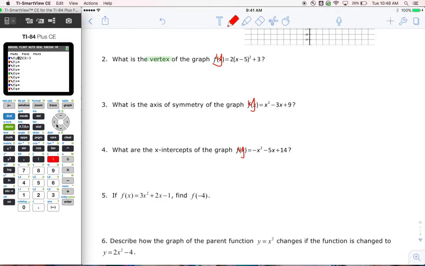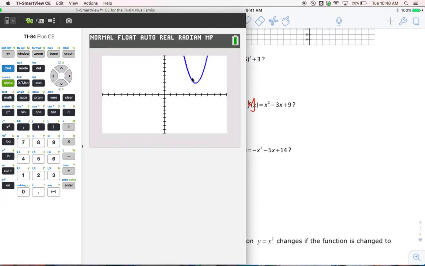Then we've got this little squared symbol on the end of the parentheses. Don't forget that. And then we got a +3. Take a look at my graph here. What is the vertex? Well, hopefully we know the vertex is this point right here. If you don't know that, you're in trouble. You need to come talk to me. All right, this is my vertex.